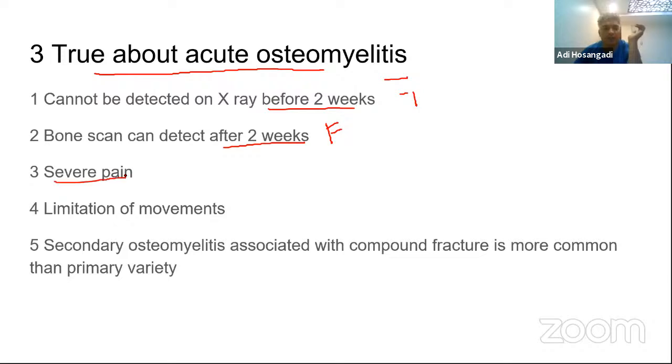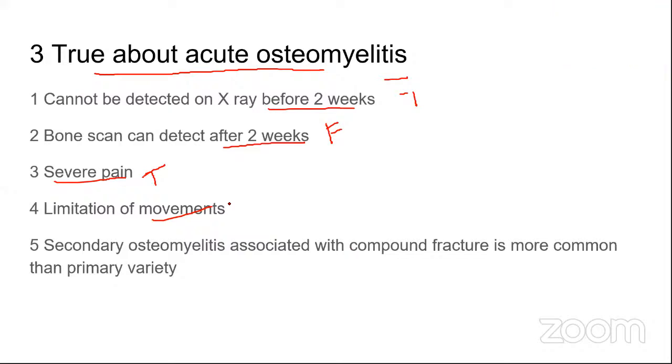Severe pain? No, sir. Severe pain in acute osteomyelitis? Yes, sir, there is definitely severe pain. I told you, the child doesn't allow you to touch the limb, or the patient doesn't move from one place. There is definitely severe pain. Limitation of movements? Yes, sir. Very good. It is correct, isn't it?